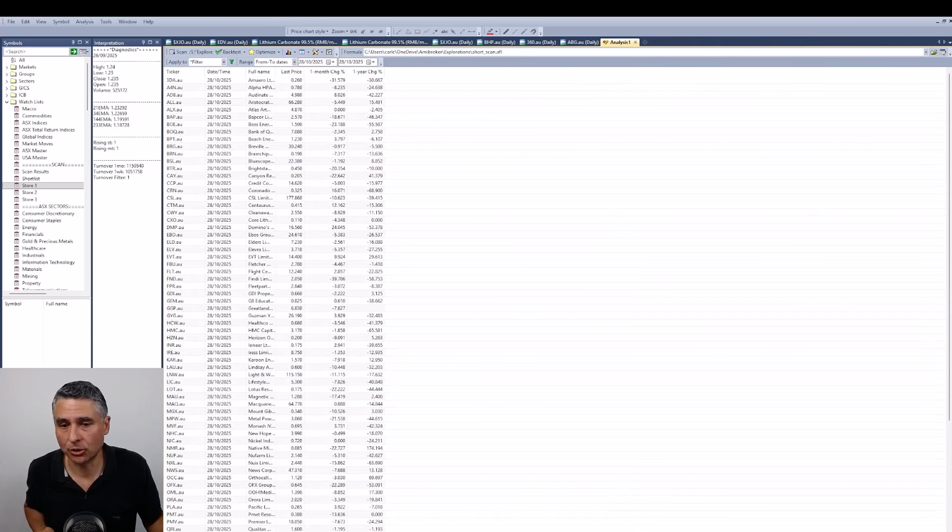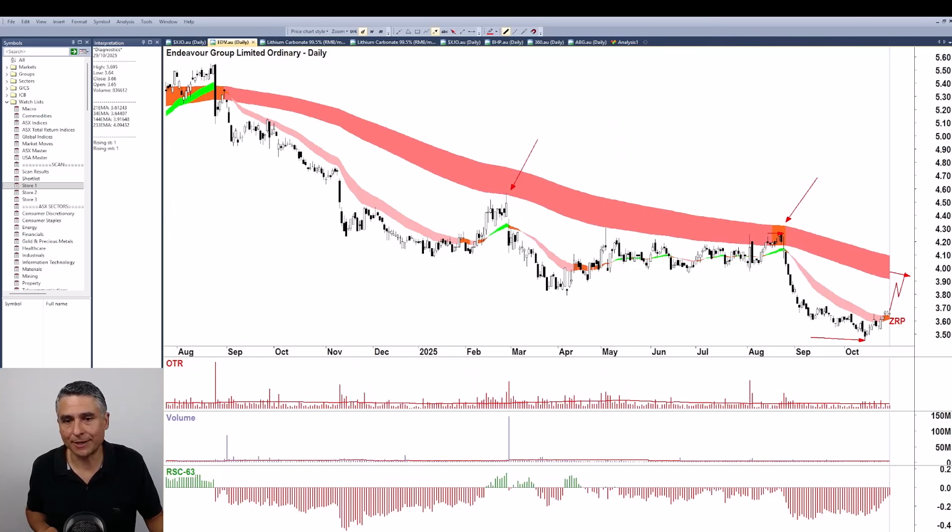Do the same thing for the shorts, and that's how I come up with CSL. That's how I come up with Wisetech, and so on and so forth. So I know I haven't answered anybody's stock-specific questions there, but I think it's important to also give you a bit of an insight into how ChartWatch ASX Scans works for you each day.